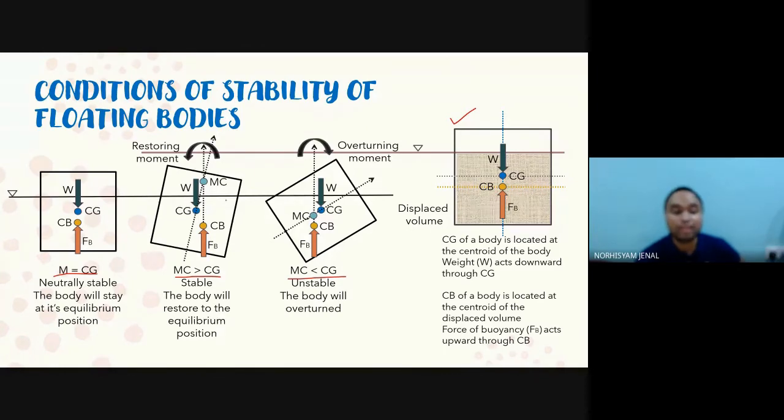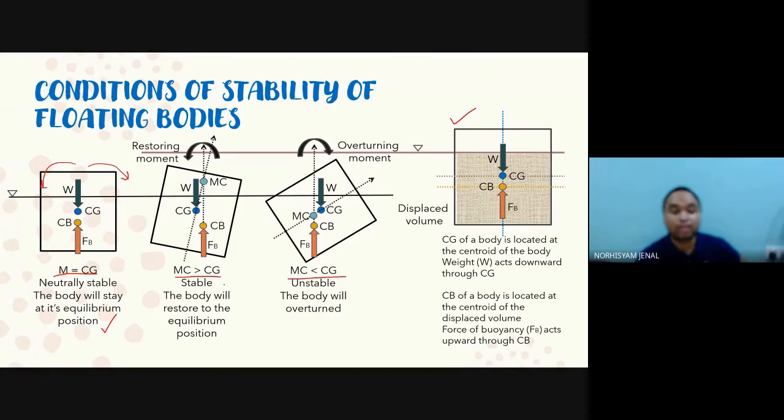What does it mean by neutrally stable for this condition? Neutrally stable happens when you have CG here and CB over here, and we don't have any tilting to the right or to the left. It means the metacentric center will be somewhere here. So this is considered to be neutrally stable. The body will stay at its equilibrium position.